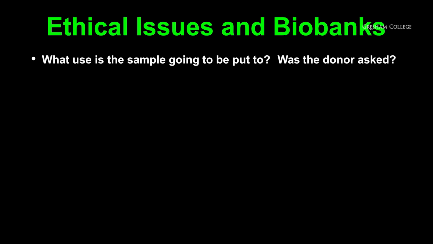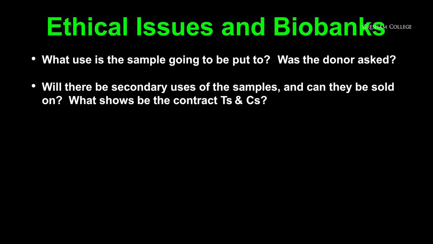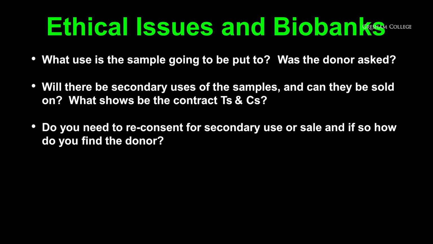For example, if we put my blood sample or your blood sample into one of these banks, what use is it going to be put to? Did I ask you if it could go in there and what I was going to do with it? What are the secondary uses? Can I sell it on to Amgen or somebody else? And what are the terms and conditions of that contract when it is sold on? Do I need to reconsent you if I do want to do those things? And if so, how do I find you if you've moved?